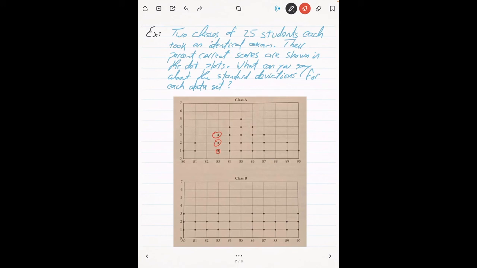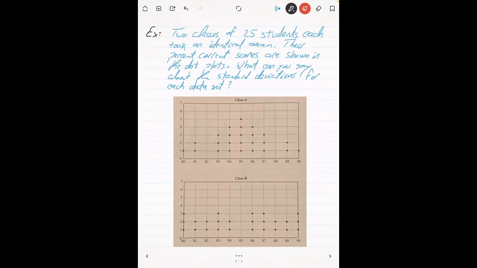So as opposed to writing out the data set of, well, there was an 80, there were two 81s, there were three 83s, and another 83. And then there were four 84s. Oh my gosh, this is taking a while, isn't it? Instead of just listing things out, what the dot plot does is it gives us a nice visual representation of what's going on here.